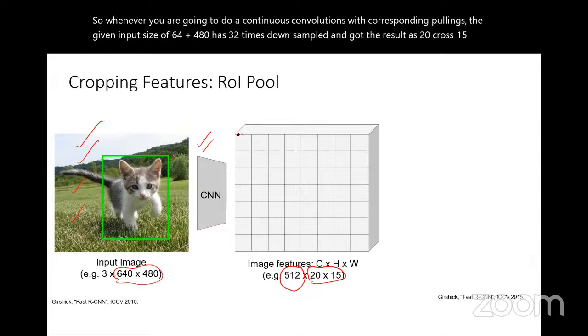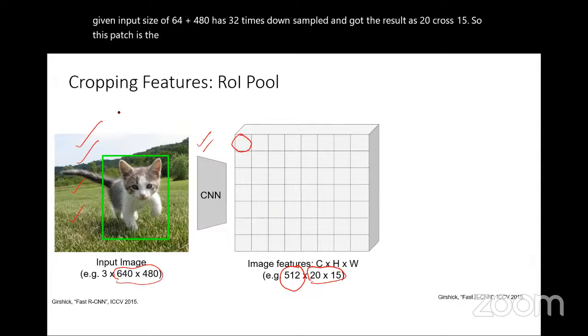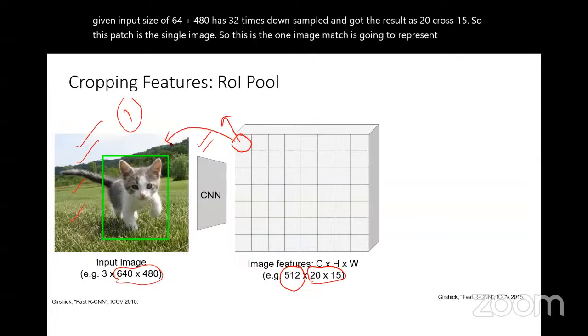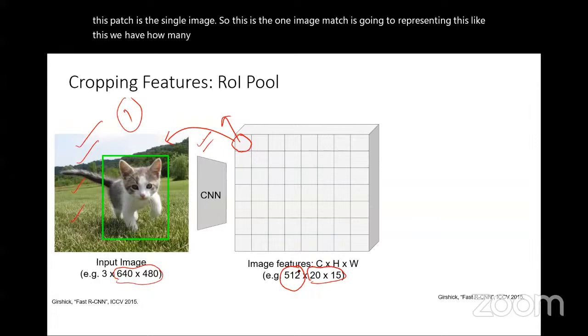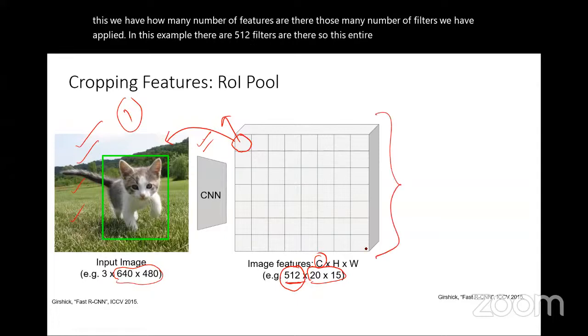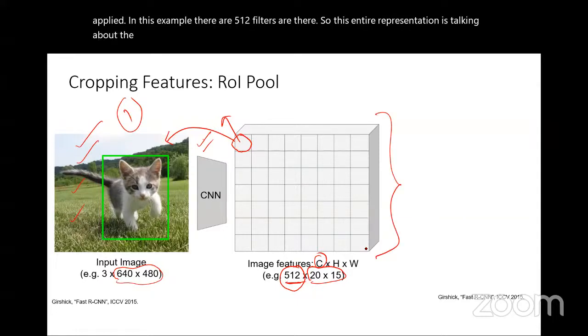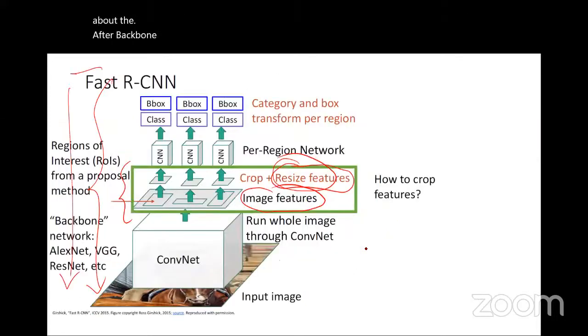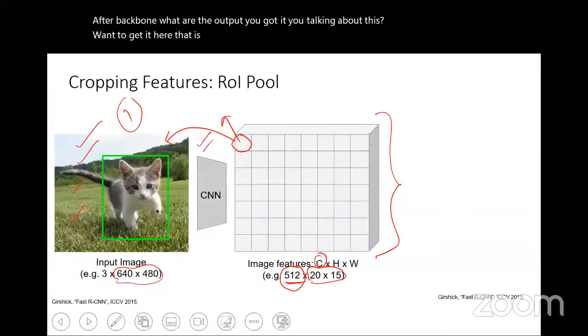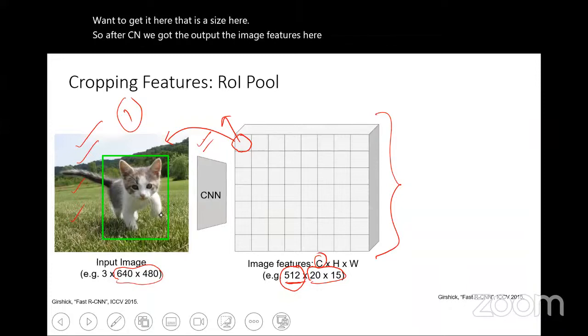So this patch is the single image. This patch is representing this one image. Like this, we have a number of features, and that many filters we have applied. In this example, there are 512 filters. So this entire representation is talking about what output you got after the backbone. After convolution, this is the size we get. So after CNN, the image features we got are 512 cross 20 cross 15.